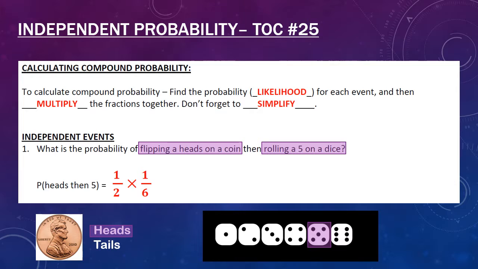Okay, so back to what we have. We have the probability of heads, which is 1/2, times the probability of a 5 on a dice, which is 1/6. And when I multiply them, multiply your numerators, that's the top number, first. 1 times 1 is just 1, and then 2 times 6 is 12. And this I can't simplify any further, so I'm done.